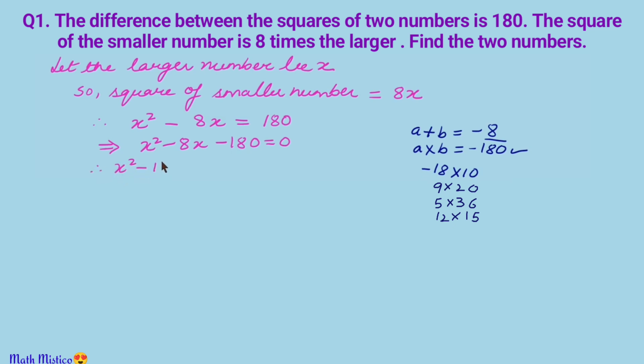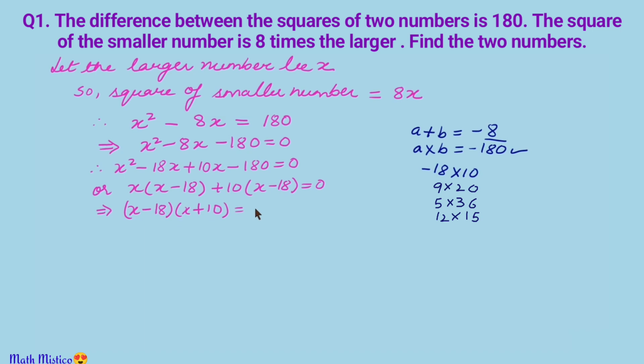Therefore, x square minus 18x plus 10x minus 180 is equal to 0. Taking x common from here, we have x into x minus 18 in the bracket plus 10 into x minus 18 is equal to 0. This gives x minus 18 into x plus 10 equal to 0. So x is equal to 18 or x equal to minus 10.